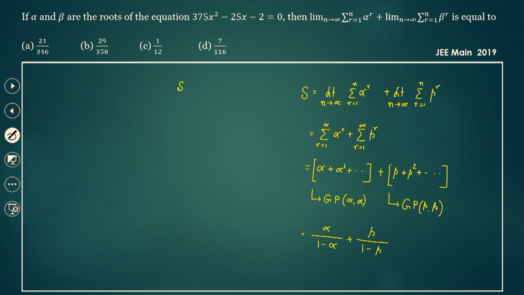So S becomes, taking the LCM, 1 minus alpha into 1 minus beta in the denominator, and the numerator is alpha into 1 minus beta plus beta into 1 minus alpha. Let's multiply that. We'll get alpha minus alpha beta, and here we get beta minus alpha beta. I just rearrange these terms and we get alpha plus beta minus 2 alpha beta. That's it. That gives me the alpha beta expression.